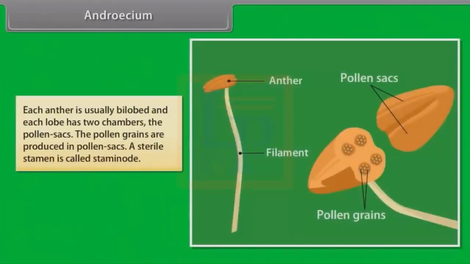Each anther is usually bilobed and each lobe has 2 chambers, the pollen sacs. The pollen grains are produced in pollen sacs. A sterile stamen is called a staminode.